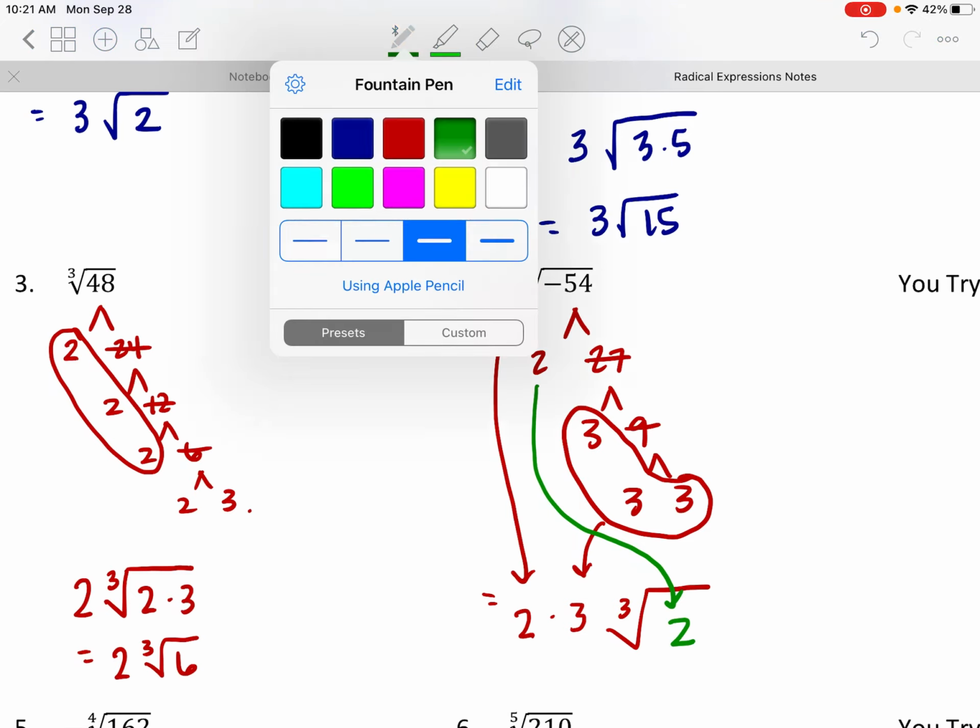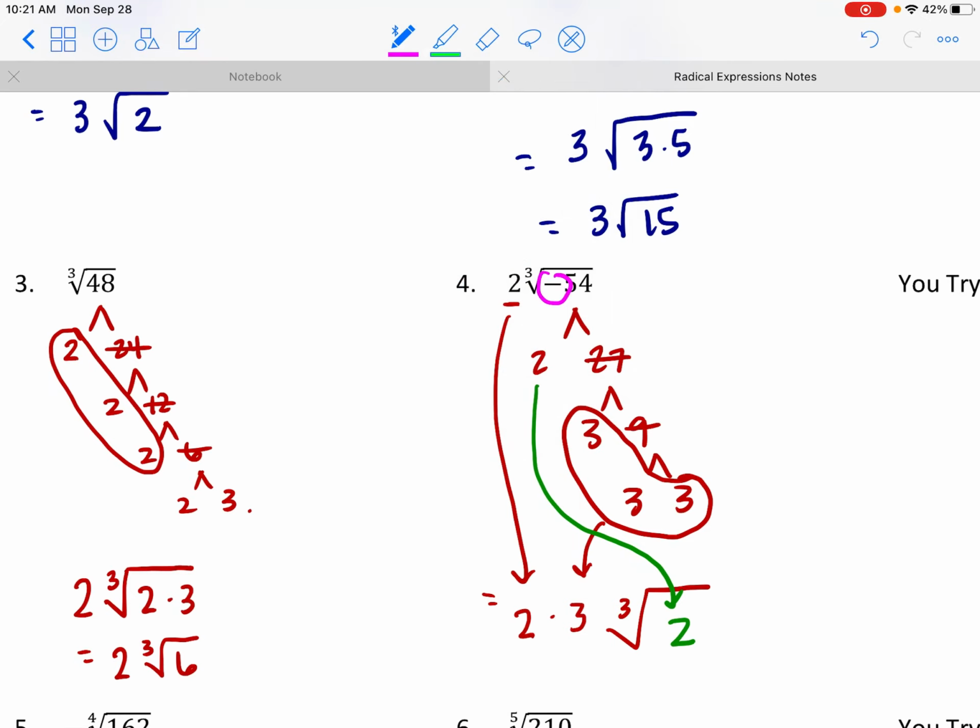Okay, now the negative can also come out. So my final answer is going to be a negative 2 times a 3, which is a negative 6, and then I have a cube root of 2 left over. Okay, now that looks like a big hot mess. So let me just do it again so you can see it.